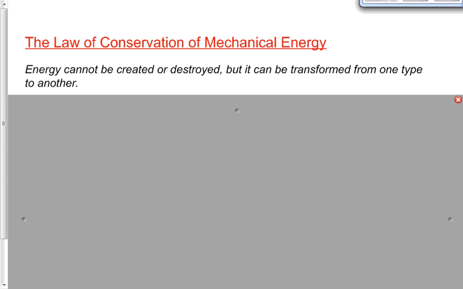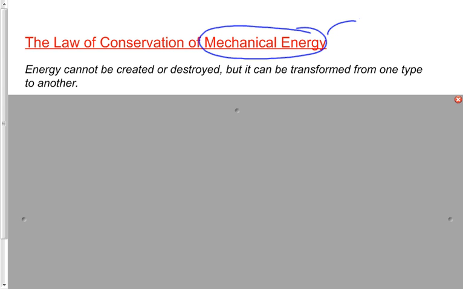Last topic of the unit here now, to get us ready for our test coming up on Wednesday. The law of conservation of mechanical energy. What do we mean by mechanical energy, first of all? Well, mechanical energy is just the sum of kinetic and potential energy. We've been talking about mechanical energy this whole time since we introduced the concept of energy. The kinetic energy of the car as it rolls down the hill. The gravitational potential energy of the car as it rolls down the hill. The sum of those two is mechanical energy.